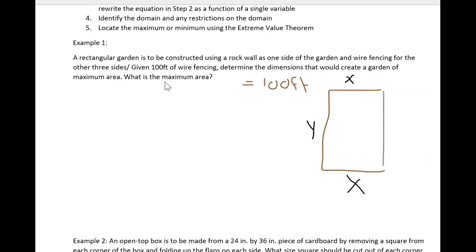For the perimeter, we know that 2x plus 1y has to equal 100 feet. Well, that means that y is the same as 100 minus 2x. With this in mind, we can write the formula all in terms of x instead of having an x and a y. Now we're ready to maximize.